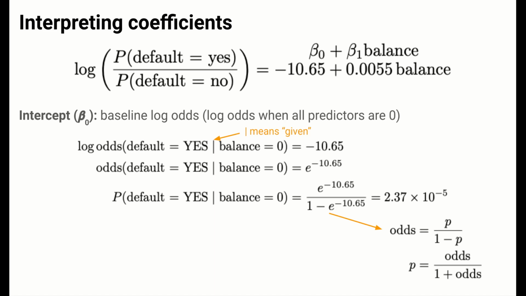Note that we should be cautious when interpreting intercepts because sometimes setting all predictors to 0 is senseless. Here, a credit card balance of $0 is realistic, but for quantitative predictors such as height and weight, 0 values make no sense. In those situations, interpreting the intercept amounts to extrapolation.